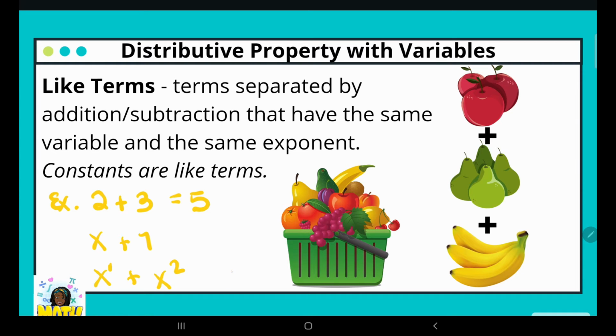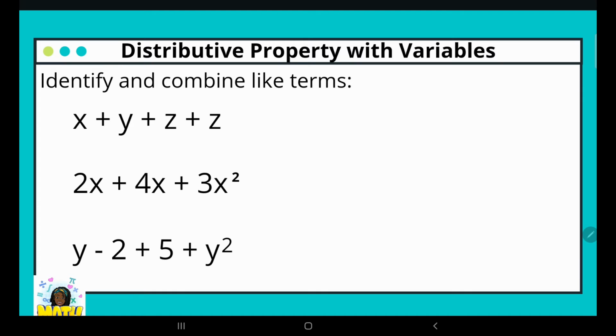Now, what if I had just x plus x? Here, they are the same term, right? It's the same variable, same exponent. These are like terms, and I can combine this by saying 2x. So x plus x would give me 2x. Based on what we just discussed, let's take a look at these other examples.